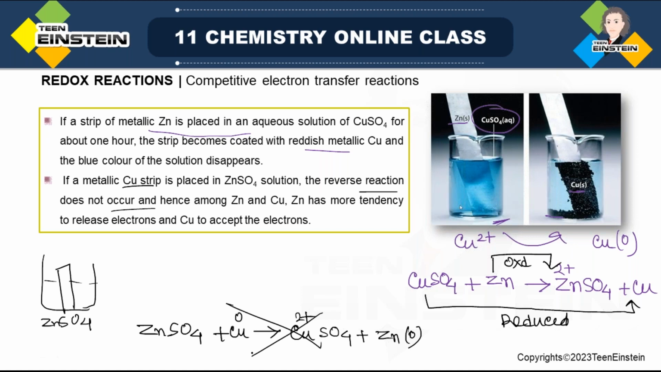So it means what? The tendency of zinc metal to donate electrons towards copper 2 plus is high compared to the reverse process. So the electron donating tendency, zinc has higher electron donating tendency compared to copper, which is clear from this experiment.